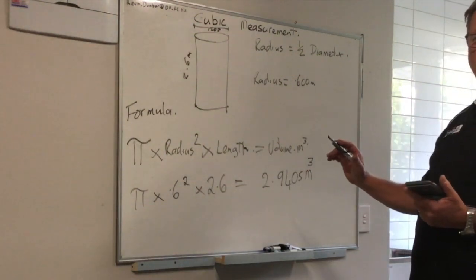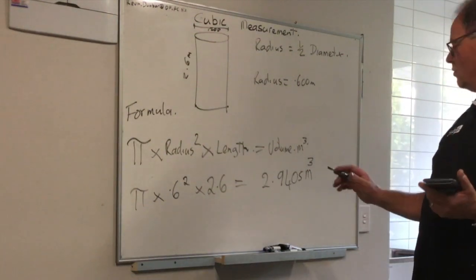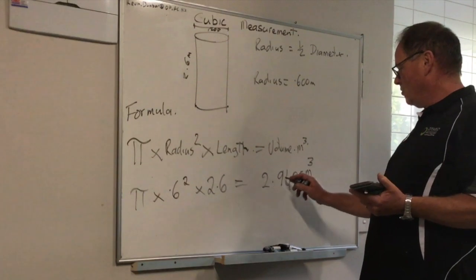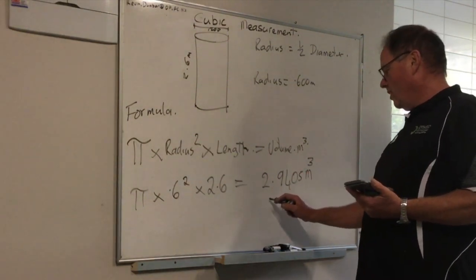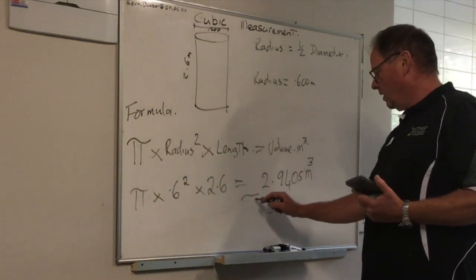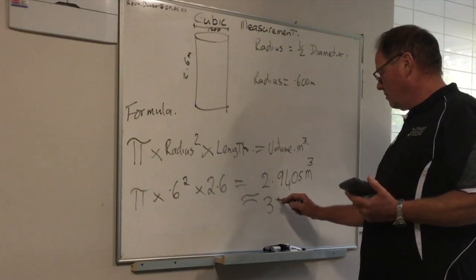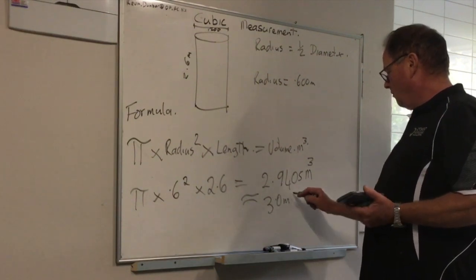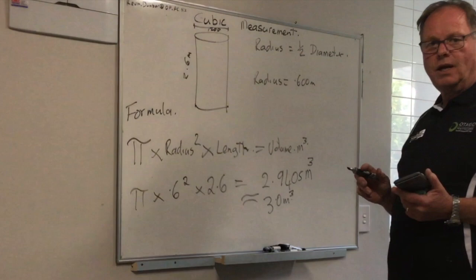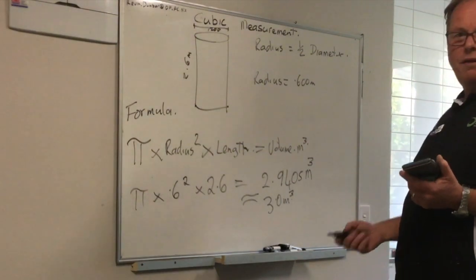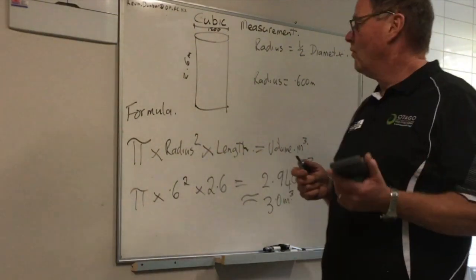That's exact science, and the concrete plants don't do exact. So at 2.94 you would round that up, and you'd round it up to 3 cubic metres of concrete, and that will give you just a couple of barrelful left over, which will be just fine.